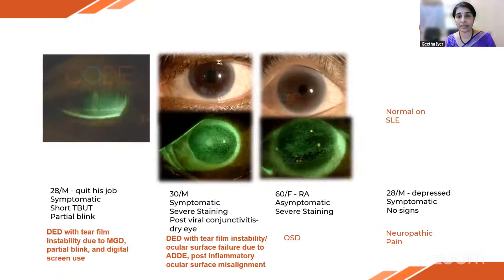So when you look back at the slide that we began with, the application of DEWS 3, we would probably say that the first patient has dry eye disease with tear film instability due to meibomian gland dysfunction, partial blink, and digital screen use. The second patient would probably be described as dry eye disease with tear film instability, ocular surface failure due to aqueous deficient dry eye, post-inflammatory ocular surface misalignment, though the last two would still continue to remain in the same box that they did as far as DEWS 3 is concerned.